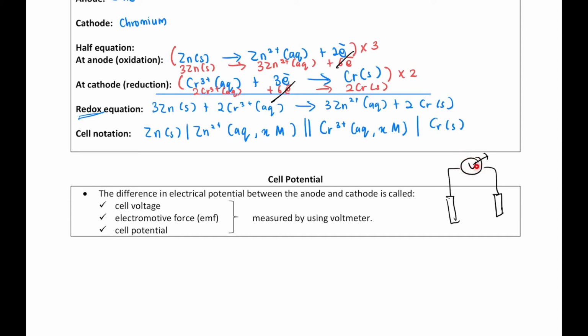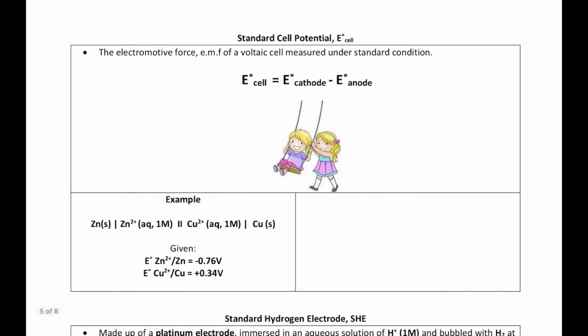Tapi bacaan voltmeter ni melambangkan apa? Bacaan voltmeter ni sebenarnya dia menunjukkan difference antara electrical potential between anode and cathode. So perbezaan electrical potential antara anode dan cathode, so hasil perbezaan tu adalah nilai voltmeter. Okay, alright. So next kita tengok we need to learn how to calculate standard cell potential E0 cell.